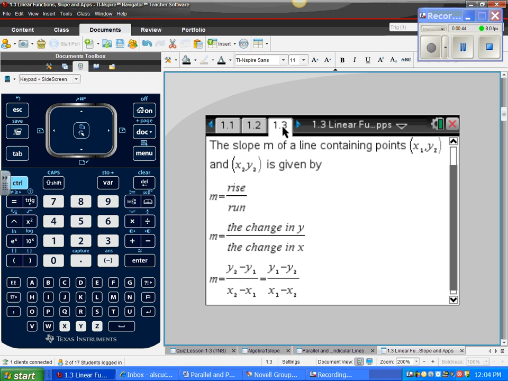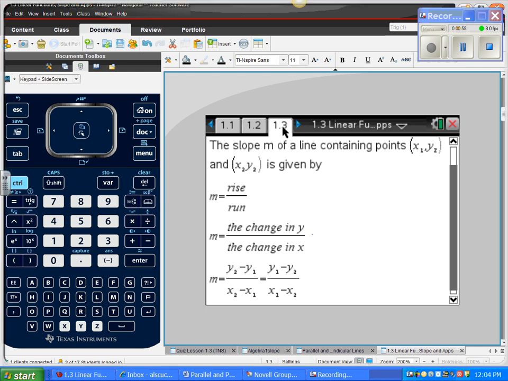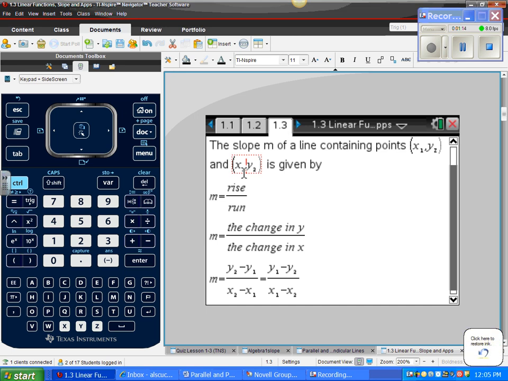Okay, so the slope or m of a line containing points x sub 1, y sub 1, and x sub 2, y sub 2. The way we find slope, and again, this is basic review, slope is rise over run, or the change in y over change in x. A lot of times you'll see this written as delta y over delta x, or y sub 2 minus y sub 1 over x sub 2 minus x sub 1. So it should be very easy for you guys to determine slope. Again, you have been doing this since junior high, so nothing new here.